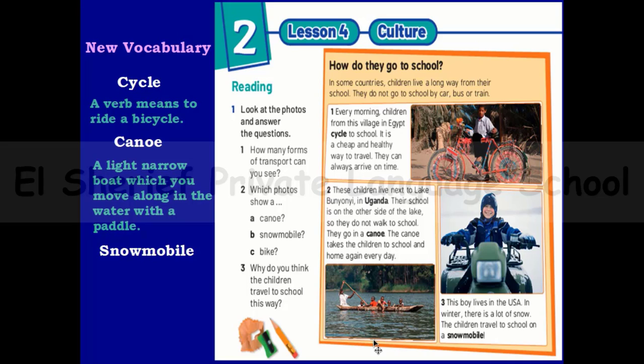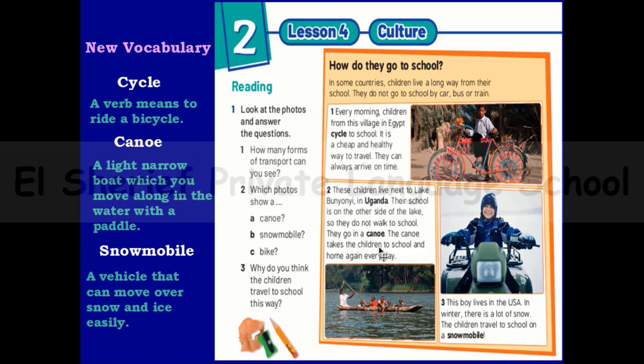What about that boy? This boy lives in the USA. In winter, there is a lot of snow. The children travel to school on a snowmobile. Yes, this picture is called a snowmobile. He's using the snowmobile to go to his school, and this is because there's a lot of snow. The word snowmobile means a vehicle that can move over snow and ice easily. So we said three ways of transportation here. We said bicycle, and the verb is cycle, and we said canoe, and we said snowmobile.